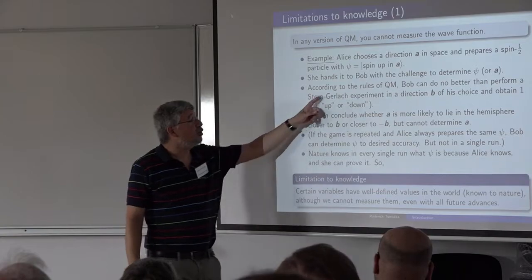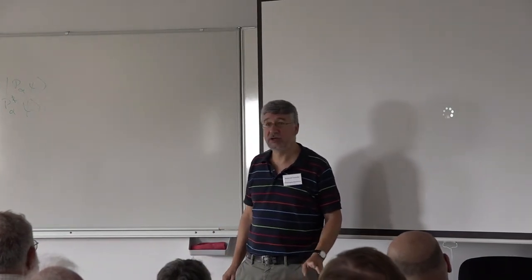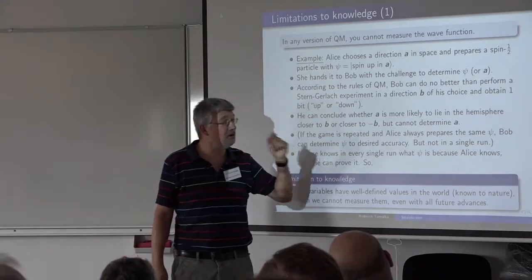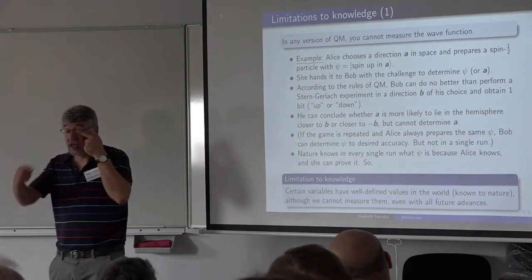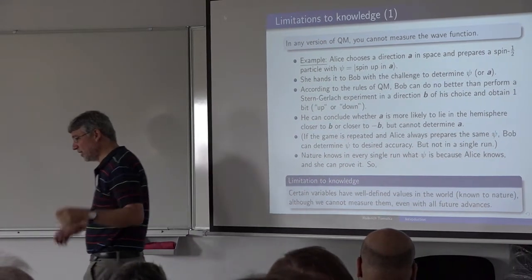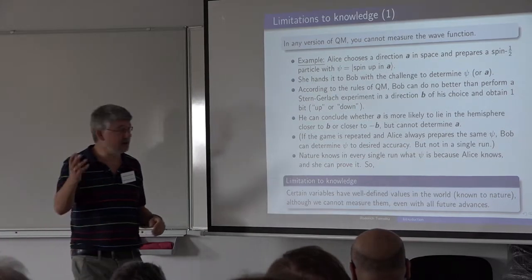Okay, so now according to the rules of quantum mechanics, Bob can do no better than do a quantum measurement of some observable. So he can measure the spin in some direction, for example, in the Z direction. Okay, he will do a Stern-Gerlach experiment. We will have a later lecture, a lecture tomorrow discussing the Stern-Gerlach experiment in detail, a lecture by Matthias.